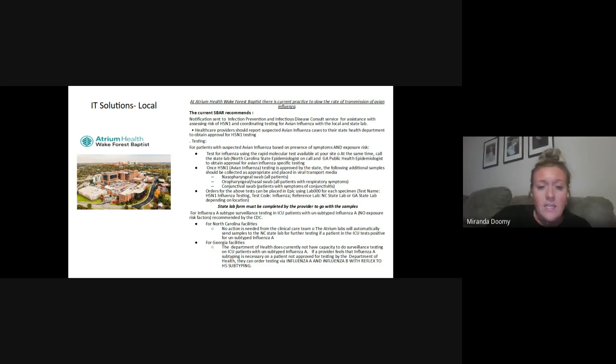They would collect the needed swabs, and they would order those specific tests inside of their charting system, which is called Epic. And then for influenza A surveillance testing in ICU patients, there isn't any further action needed from the clinical care team other than what's presented above. But the lab will automatically send those extra samples to the state lab for further testing.